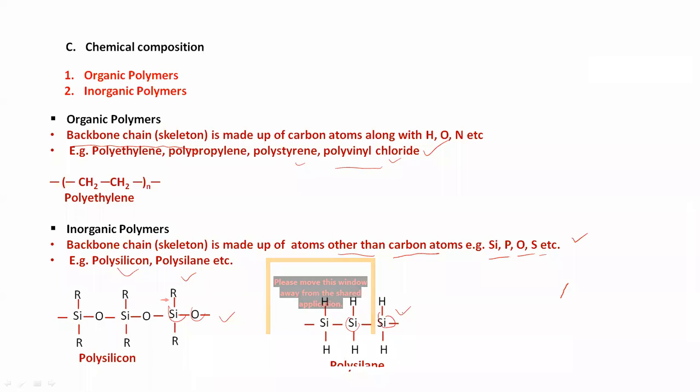So this is about the classification of polymers according to chemical composition, meaning what is present in the backbone of the polymer. If it is carbon and hydrogen, it is organic. If it is other than carbon and hydrogen, it is inorganic.